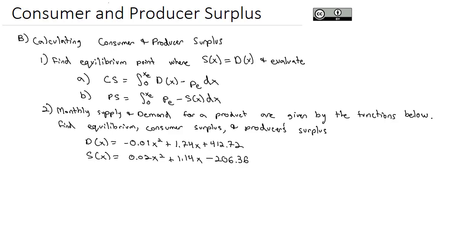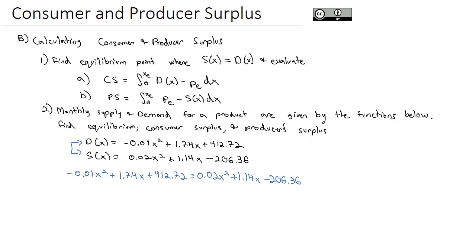First, we need to find the equilibrium point where we set the demand and supply curves equal to each other. So let's do that. We'll say the demand curve, negative 0.01x squared plus 1.74x plus 412.72 is equal to 0.02x squared plus 1.14x minus 206.36.